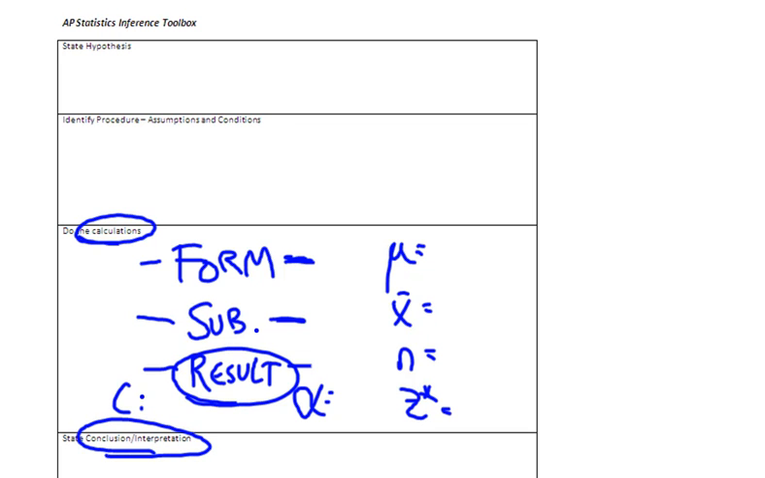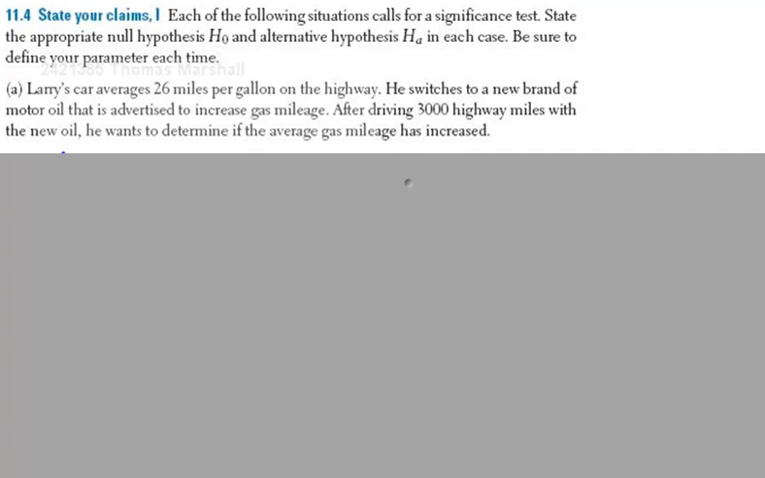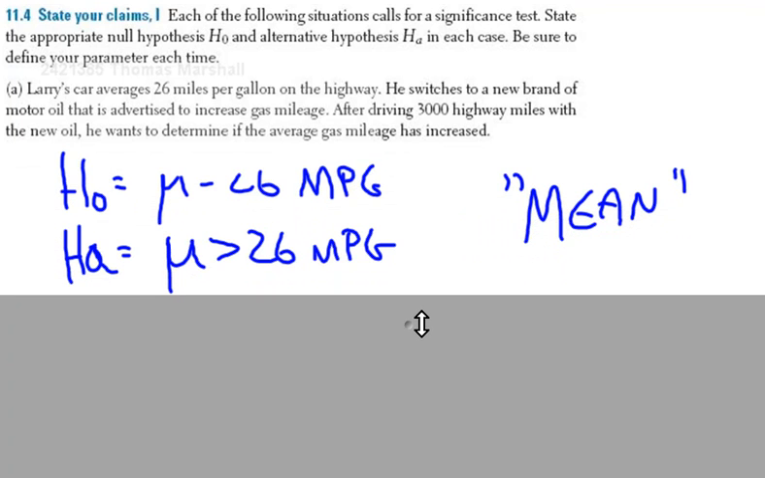So let's just look at a couple quick. So let's look at 11.4. Remember, problem 11.3, the answer's in the back of the book, so you can check that one too. But we did this one in class. So if you pause and read the problem and take a look at what they're trying to do, you should be able to say that the null hypothesis is that mu is equal to 26 miles per gallon, and the alternative is that it's greater. And this is a mean problem because we've got a mu.